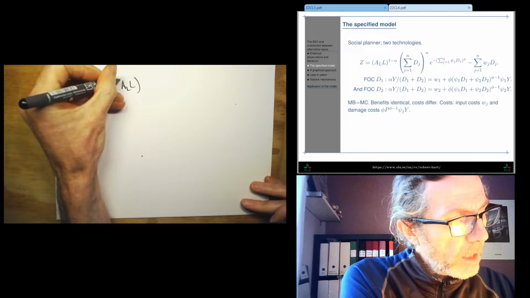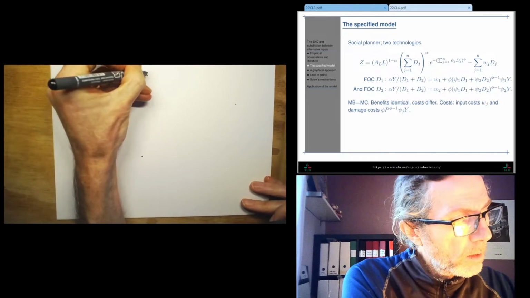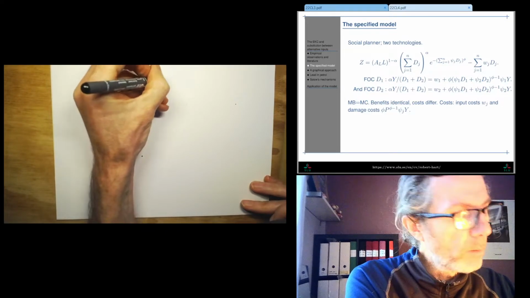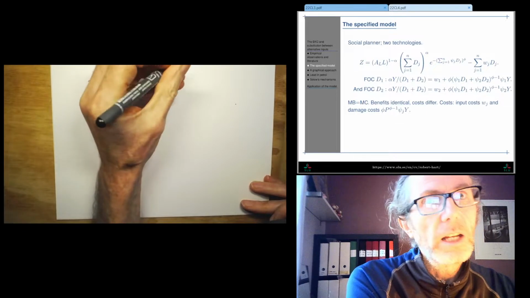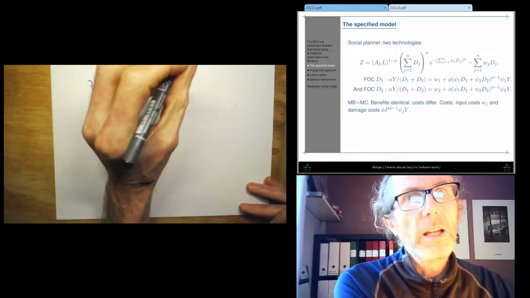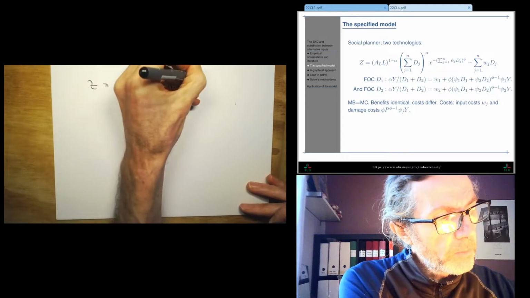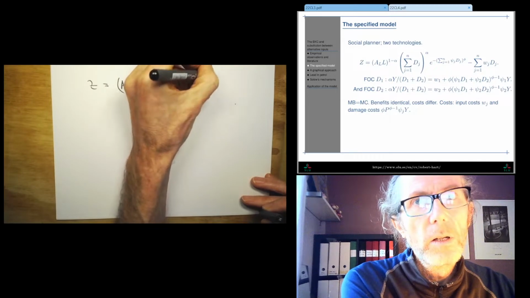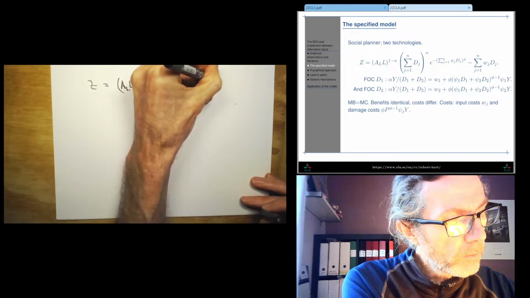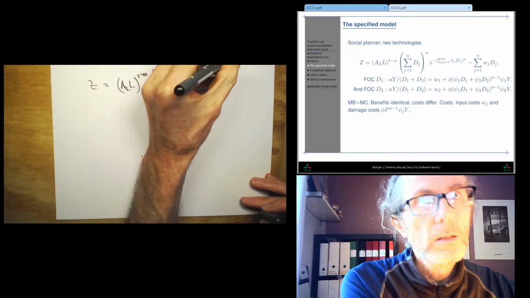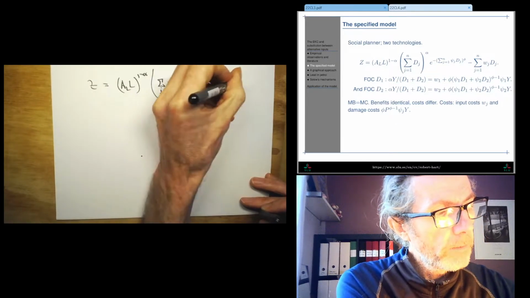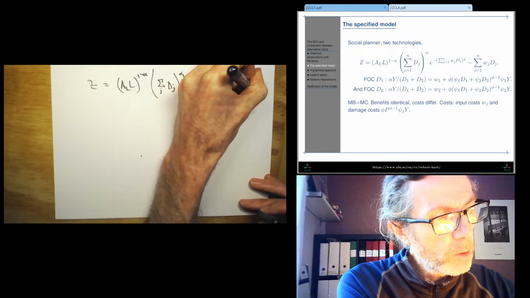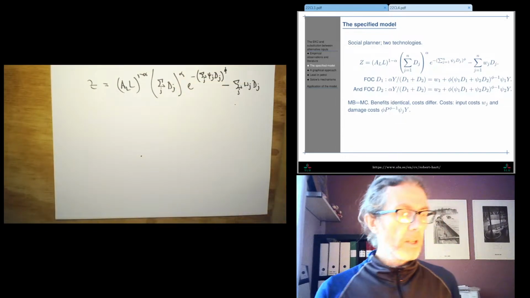Z is R to the 1 minus alpha, and then instead of R we can write that sum over j of dj, all to the alpha, times e to the minus p to the phi, but p is just the sum over j of psi j dj, all to the phi, minus the sum over j of wj dj. That's costs, yeah?